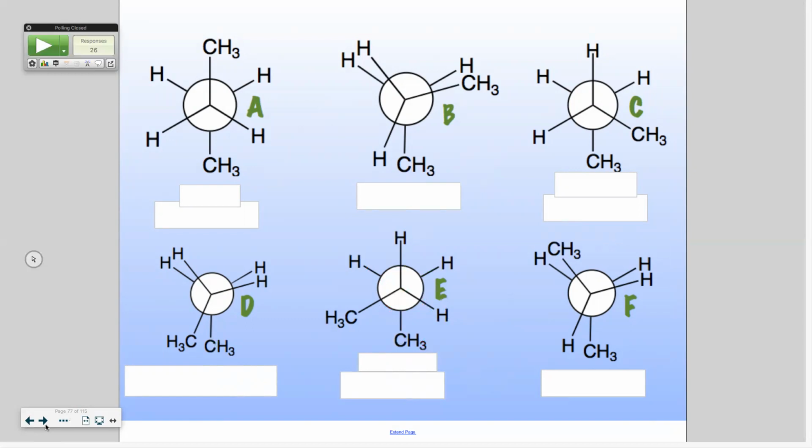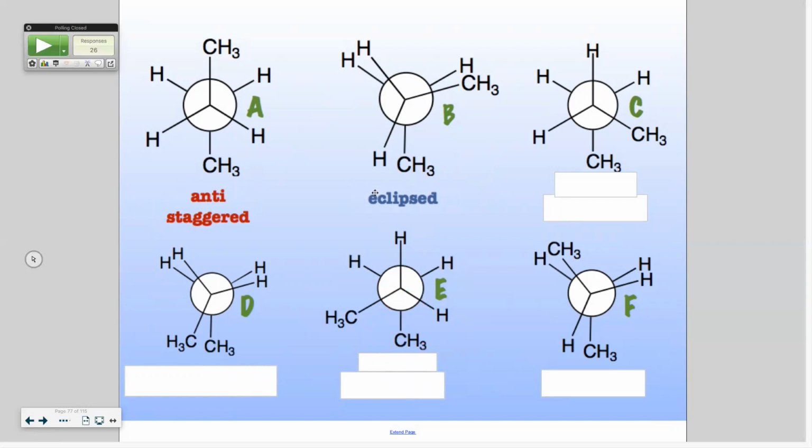So we're starting at anti, which we already said is the most stable. I'm going to turn the front carbon 60 degrees. So what do I get? B, which is eclipsed. So this is anti-staggered, and this one is eclipsed. Now I'm going to move it some more. We have to go 360 degrees to go all the way around.